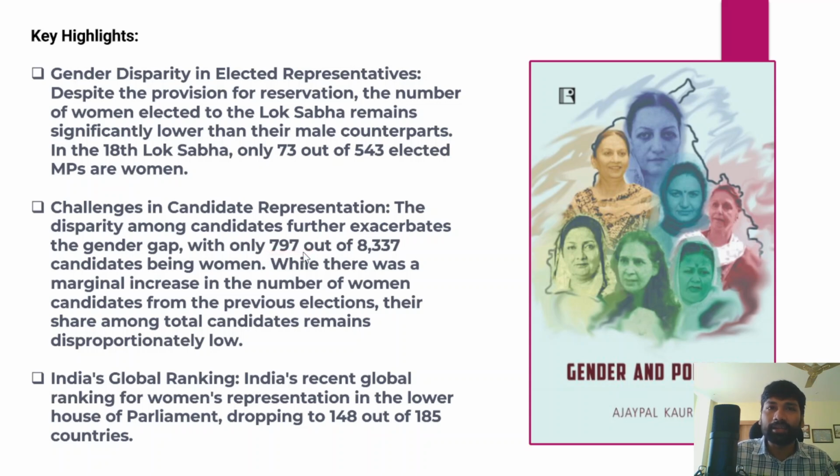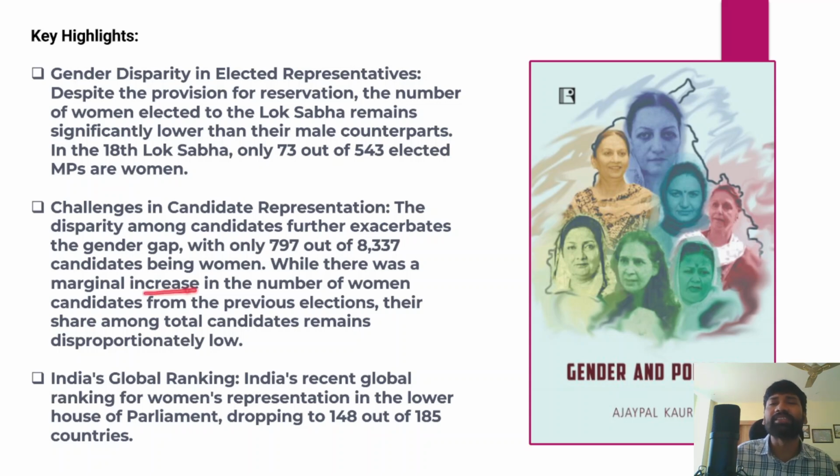797 candidates are women out of 8,337 candidates who have contested the elections. So 8,337 candidates contested elections, and out of this number only 797 are women candidates. Now this also points towards the fact that the political parties are not ready to give or to encourage women's participation, right?